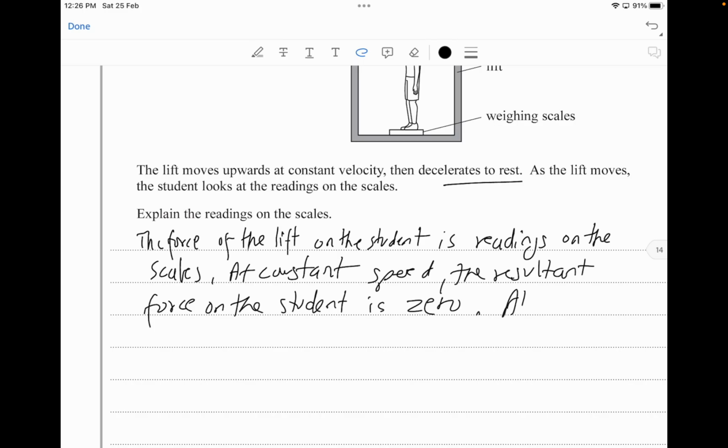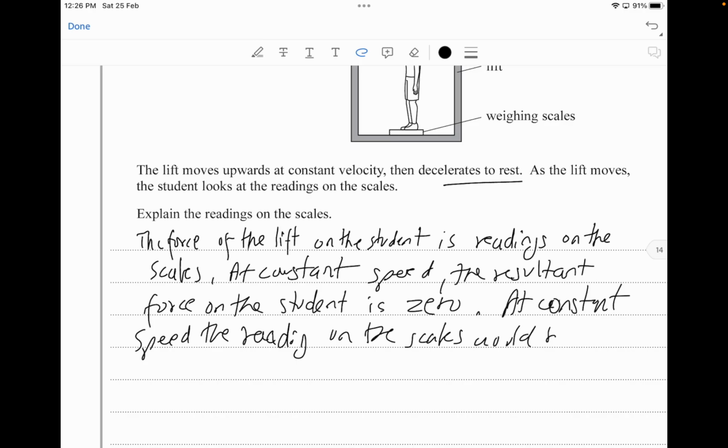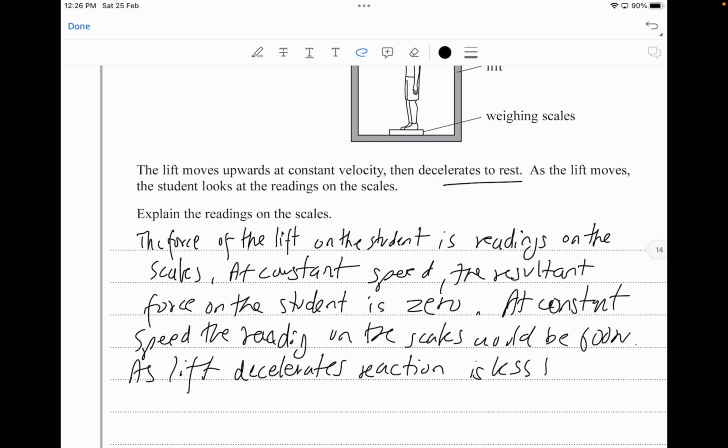Then we can also mention that at constant speed, the reading on the scales would be 600 newtons. Or let's say at rest, the readings on the scales would be 600 newtons. And then you can mention as the lift decelerates, the reaction becomes less than the weight.